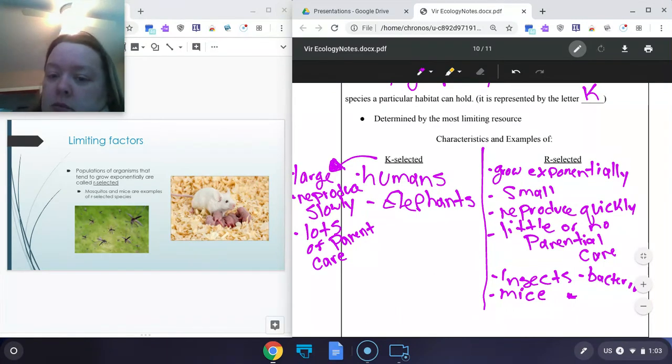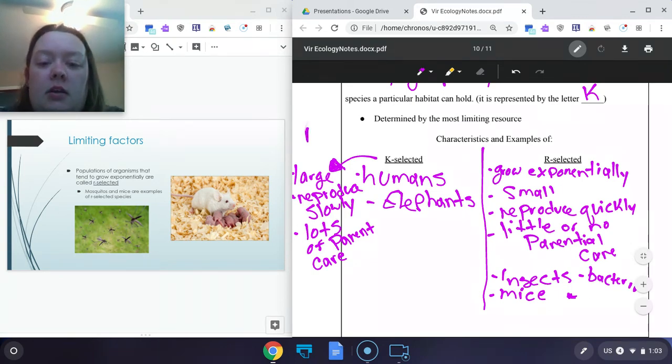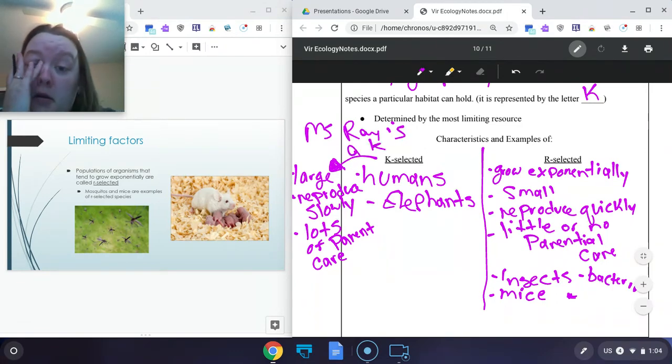So, K-selected again: large, reproduce slowly, lots of parental care. R-selected species grow exponentially, and they provide little to no parental care. The way that I remember this for me is Miss Ray is a K. Humans are K-selected. That's one way that I remember that one.